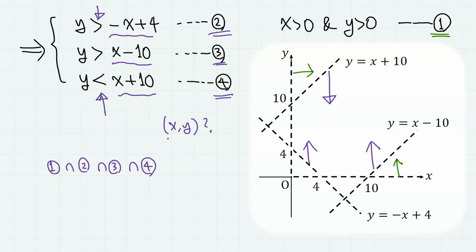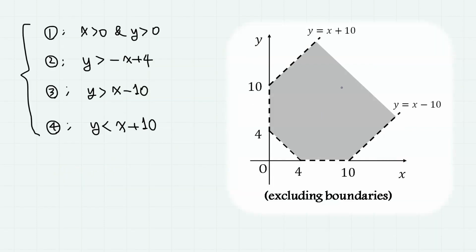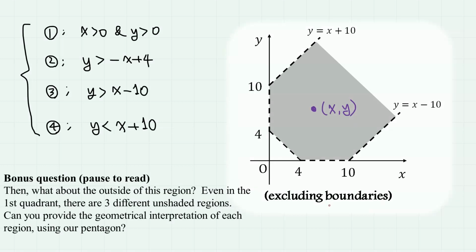Therefore, the possible region for (x, y), which is the intersection of these 4 inequalities, is this shaded region in the figure. If x and y have values that are inside this region, then they can be the side lengths of the given pentagon. Also, we have to exclude the boundaries from our region, because none of the inequalities contain the equality sign. Alright, so that was the first problem.